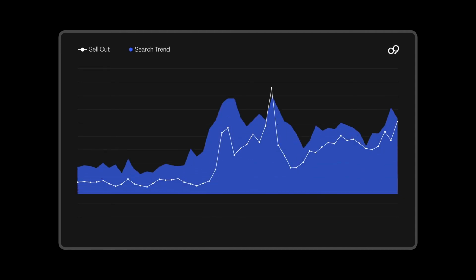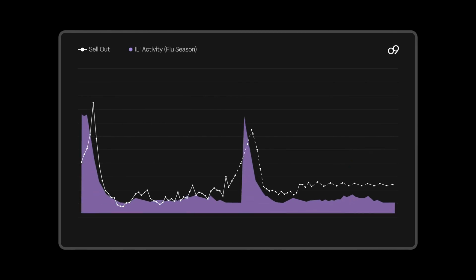This graph shows how sellout data has a fairly strong correlation with search trends for vitamins from Google. Consumers are obviously looking for the product in question. And here we can see that influenza surveillance data, which is termed ILI activity, is a strong leading indicator of sales and forecast of immunity booster products, such as herbs.